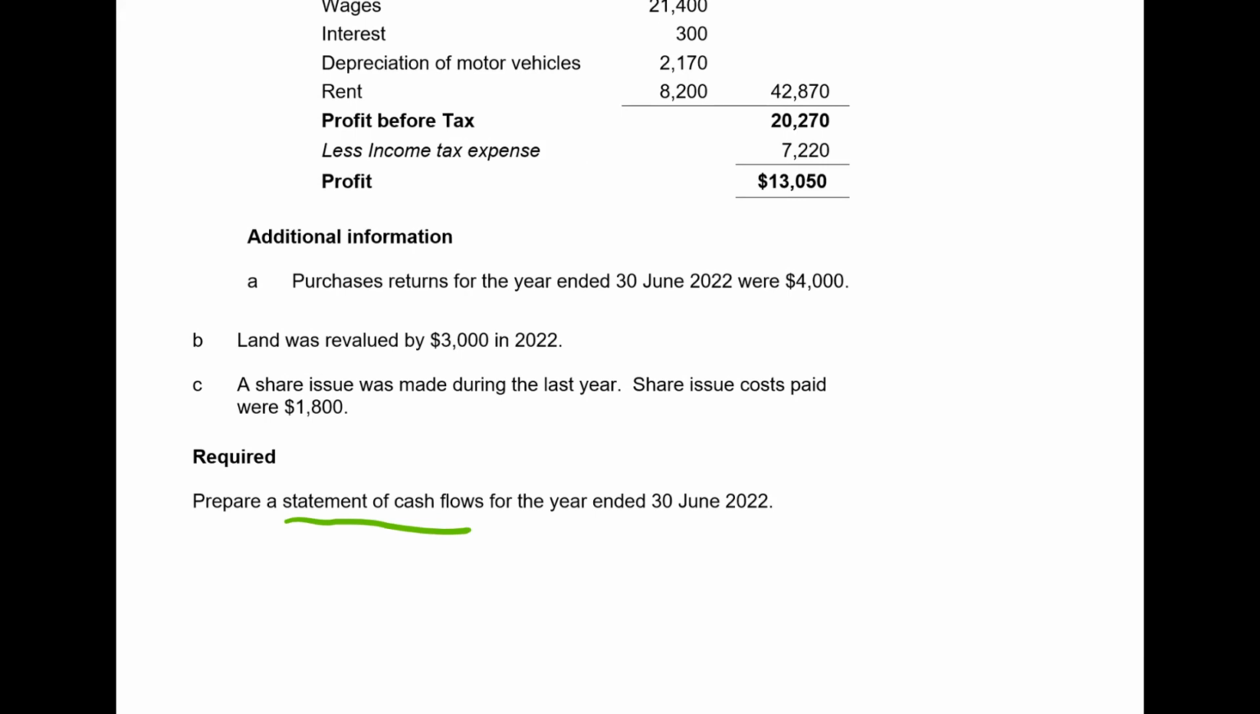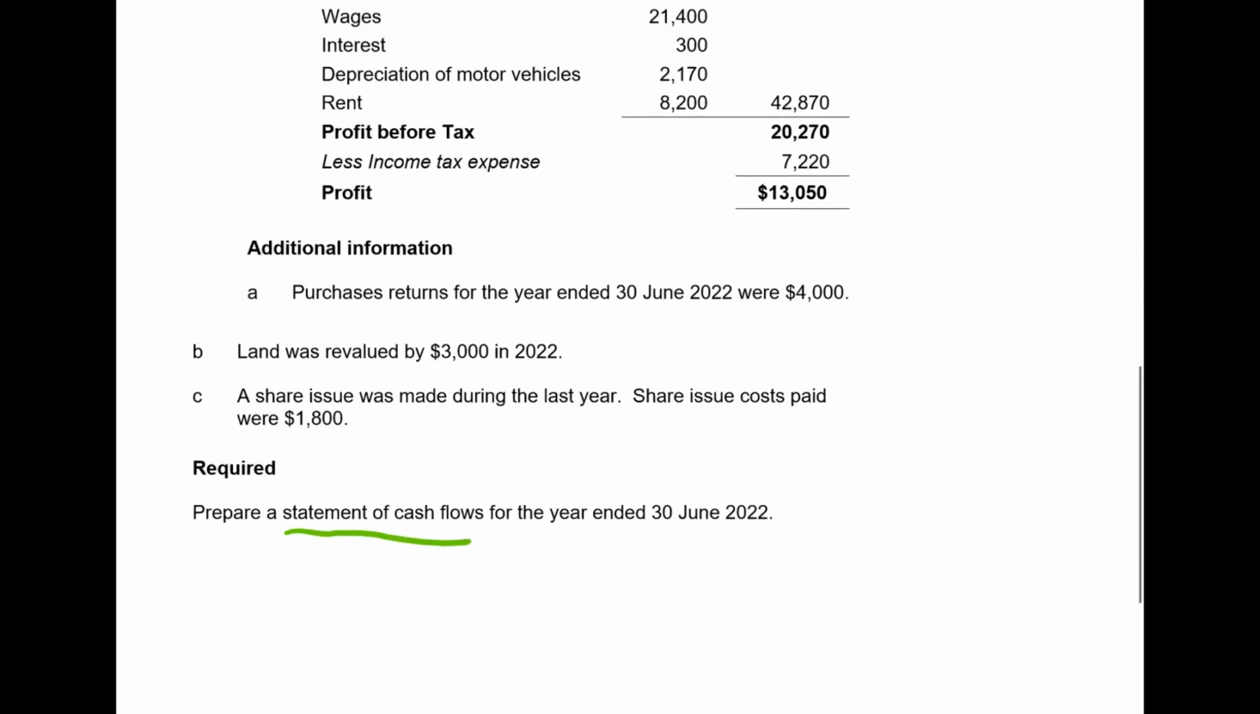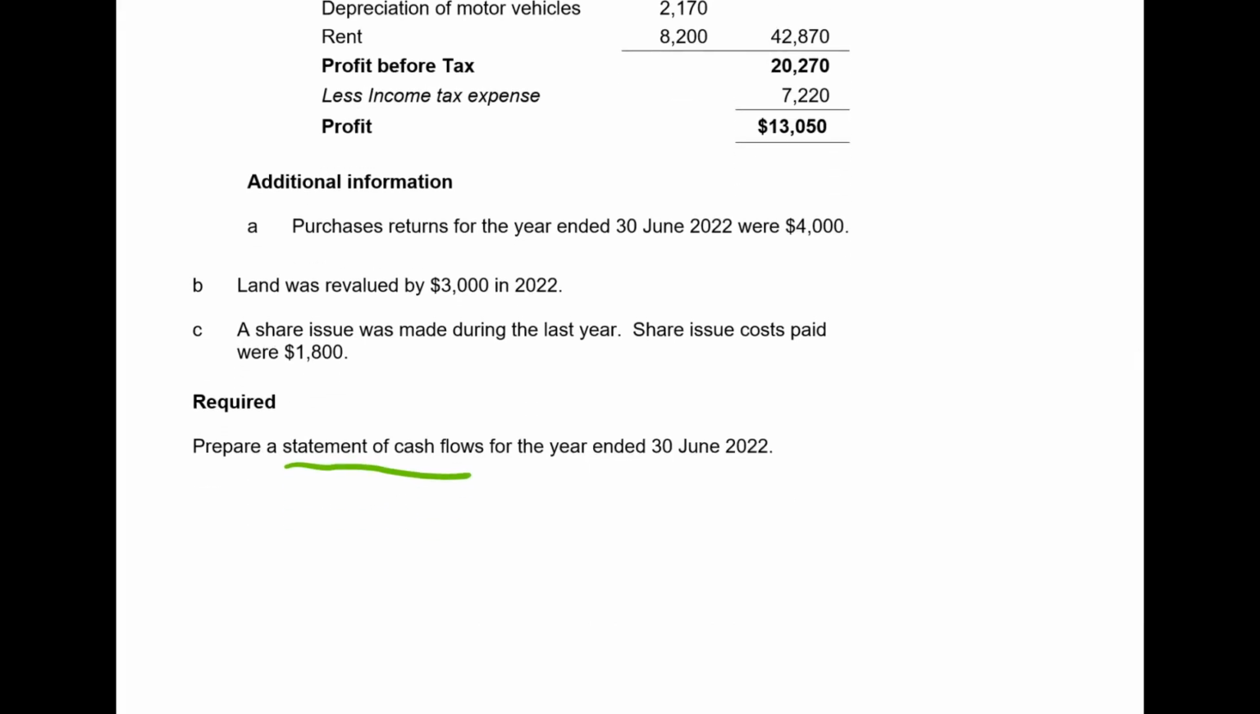Before we start, the first thing that I would like to do is to look at the additional information. The first additional information talks about purchase return. Whenever you see the word purchase return, you must know that purchase return will reduce your inventory and it will reduce your accounts payable. Because when you return the goods, your inventory becomes lesser. At the same time, you owe people lesser.